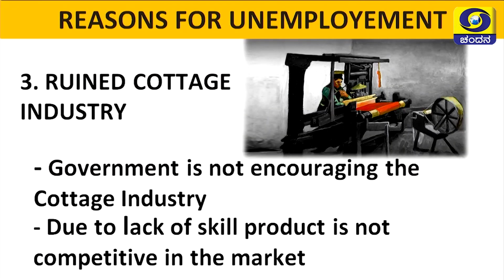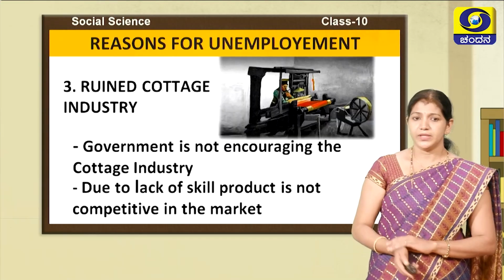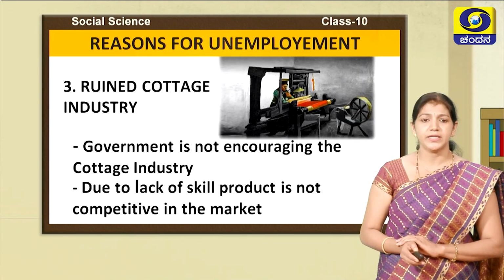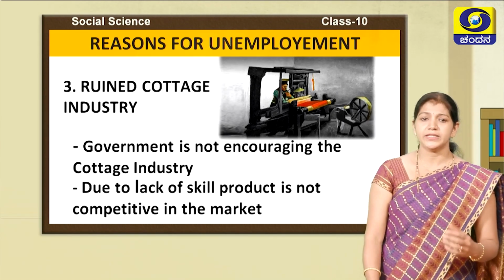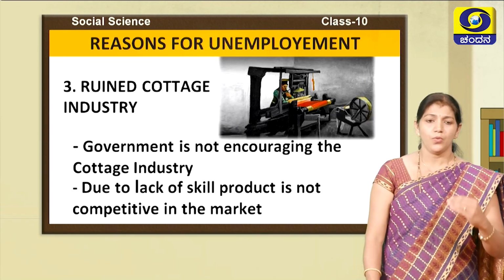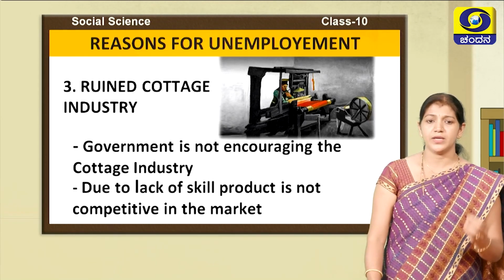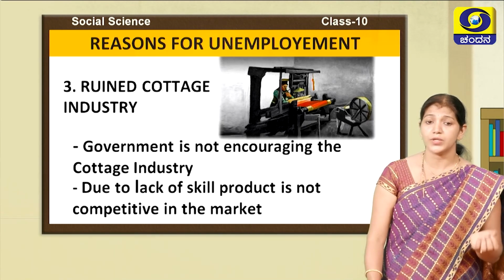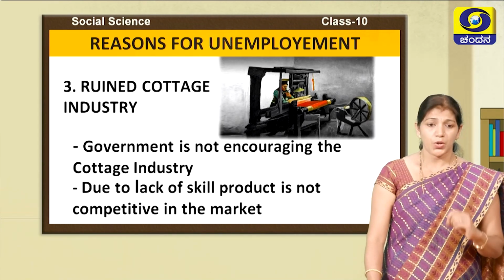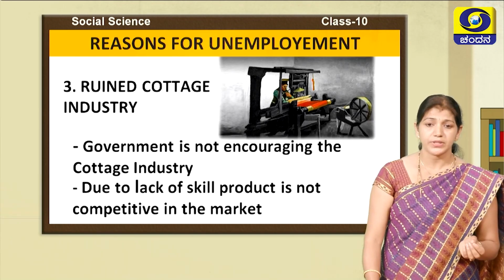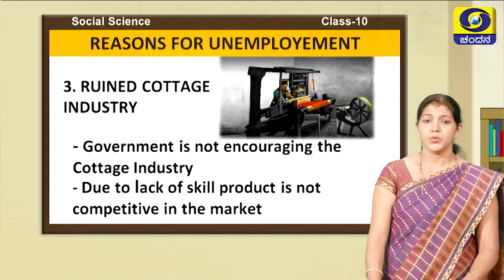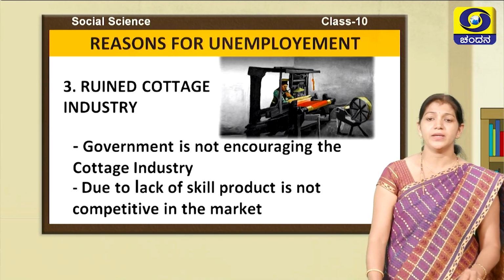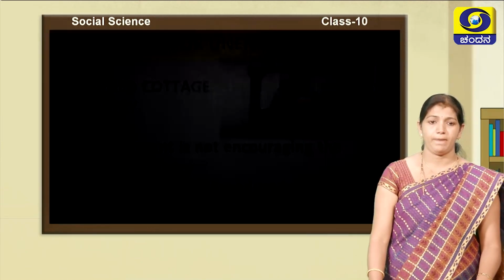The third main reason for unemployment is the ruined cottage industry. In India, cottage and small scale industry is common in village areas. That cottage and small scale industry has nowadays stopped. Why? The main reason is that the government is not encouraging cottage and small scale industry, and due to a lack of skill, the product is not competing in the market. The ruined cottage industry is also a main reason for unemployment.